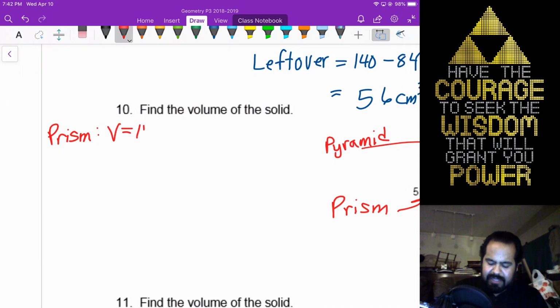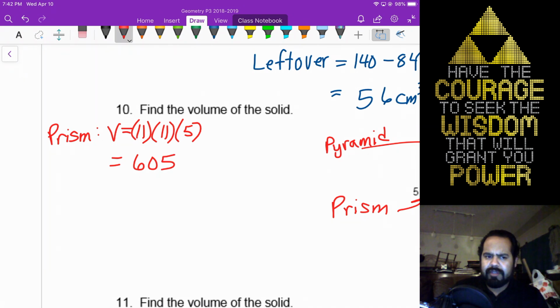Volume equals 11 times 11 times 5. So 121 times 5, that's going to be 605. Pretty sure. And then our pyramid.